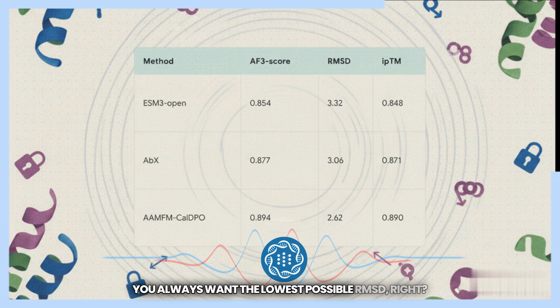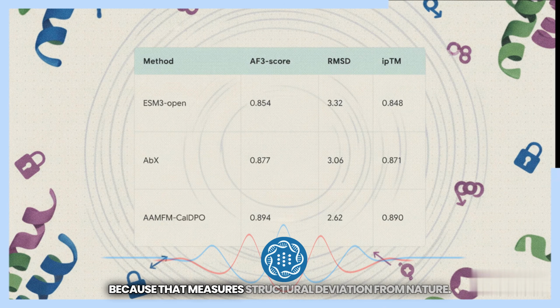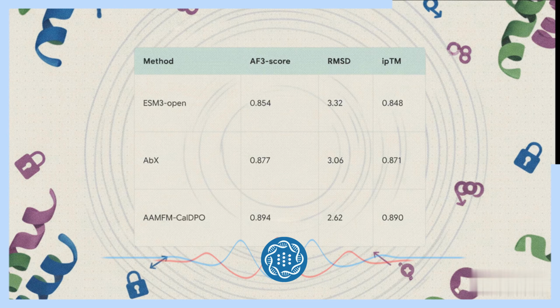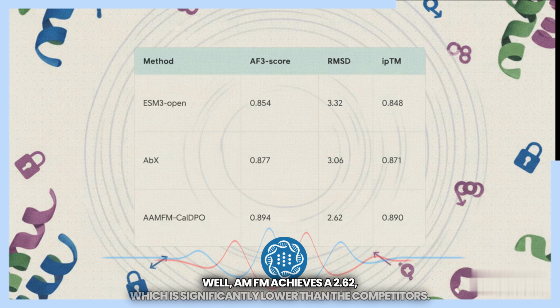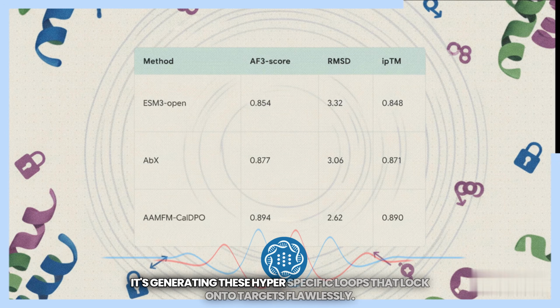You always want the lowest possible RMSD, right? Because that measures structural deviation from nature. Well, AAMFM achieves a 2.62, which is significantly lower than the competitors. It's generating these hyper-specific loops that lock onto targets flawlessly.